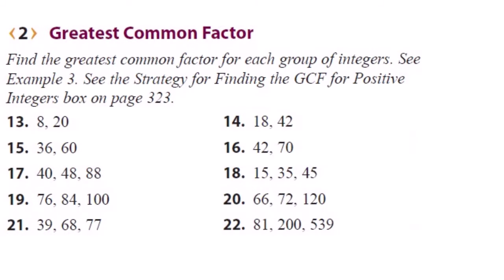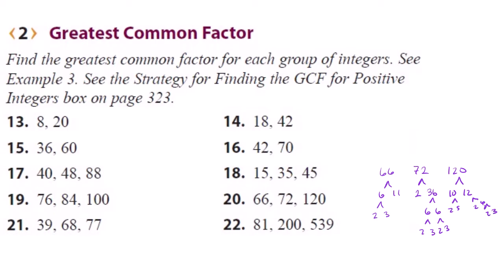All right, let's take a look at number 20. So I have 66, 72, and 120, right? So 66 is 6 times 11. 6 is 2 times 3. 11 is prime, so we're done there. 72 is 2 times 36. 36 is 6 times 6. We have 2 and 3, and then 6 is 2 and 3. And 120 is 10 times 12, right? 2 times 5. 12 is 2 times 6, which is 2 times 3.